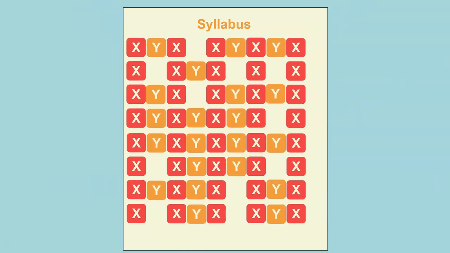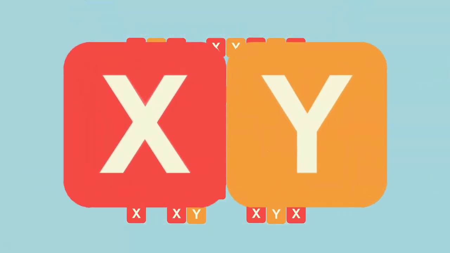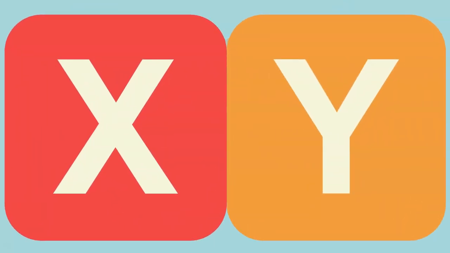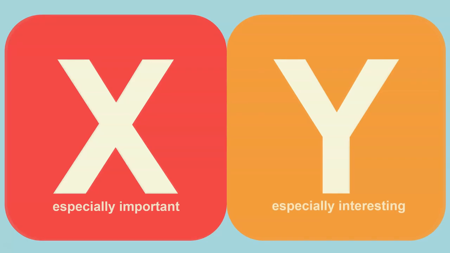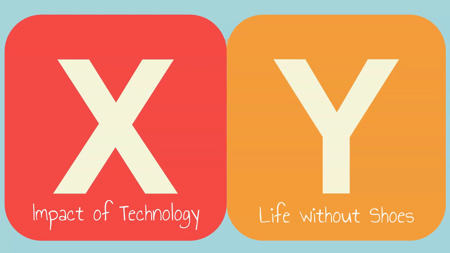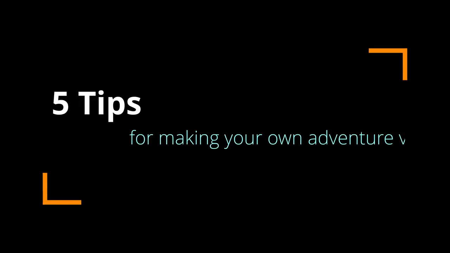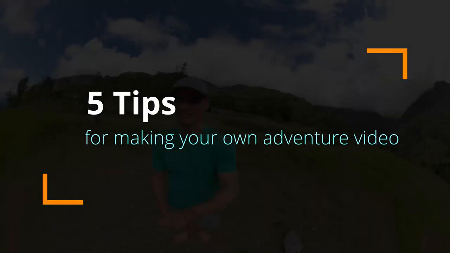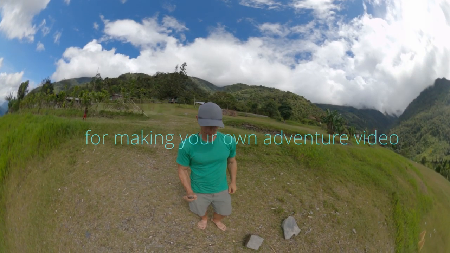As we teach, we try to make these things interesting with examples, stories, and fascinating facts, adding whys each time we teach. For this project, you'll want to zoom in on one of your favorite XY combinations, something especially important or especially interesting. I've decided to make a video about the impact of technology through the example of life without shoes. This is still a work in progress, but let me take you behind the scenes and give you 5 tips for making your own adventure video.